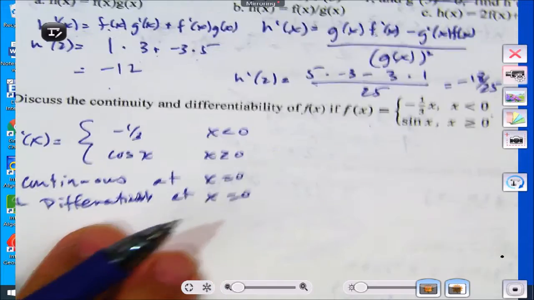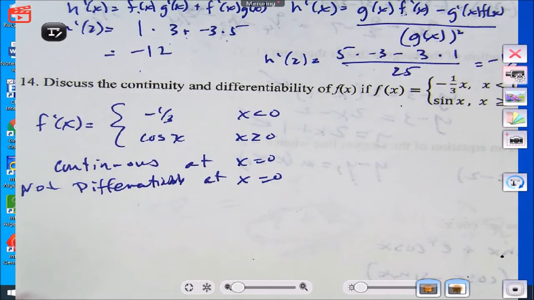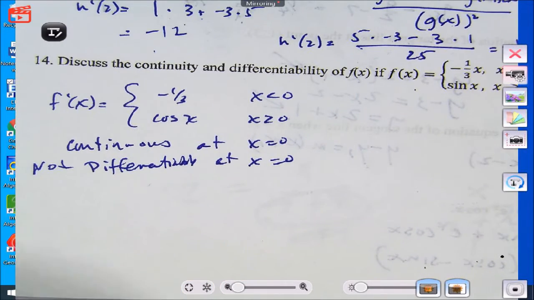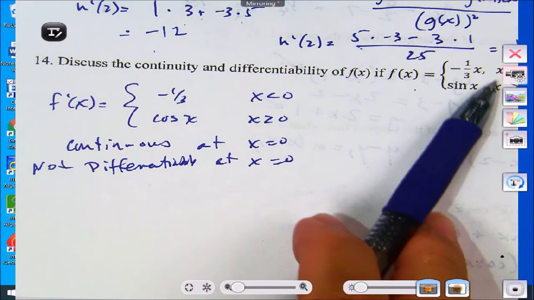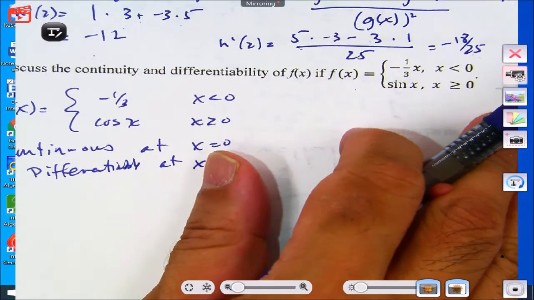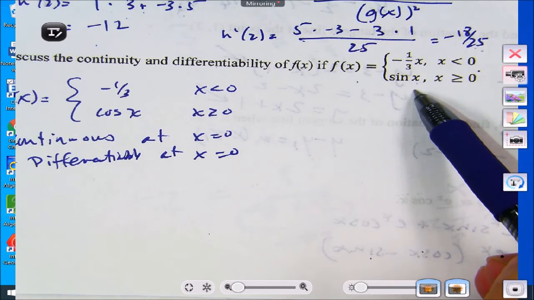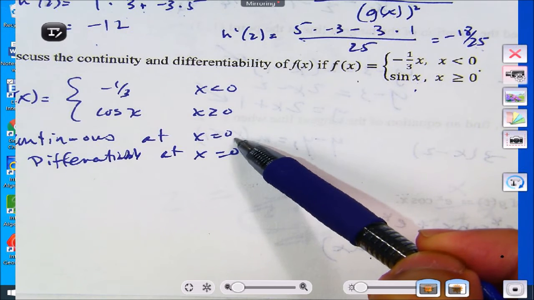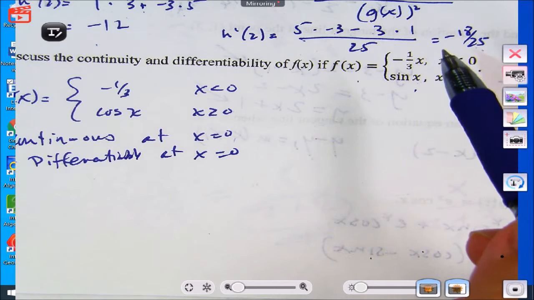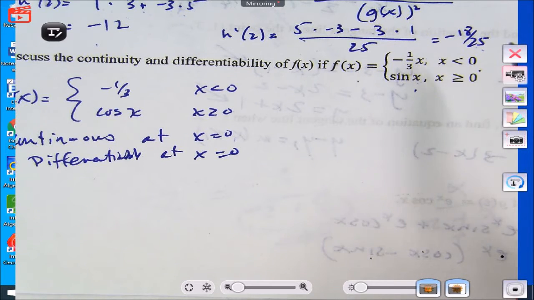All right. Okay, that was 13, 14. So here, plug in 0 to this expression. When you plug in 0, you get 0 here and 0 here, right? So it's continuous at x equals 0. I had to draw the graph, but it worked.